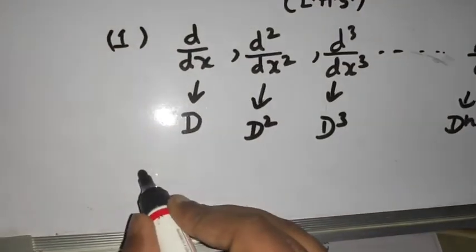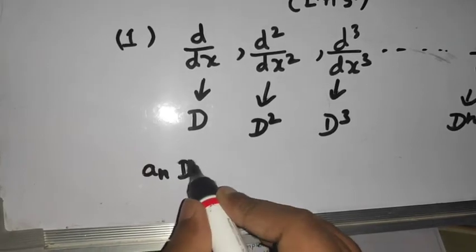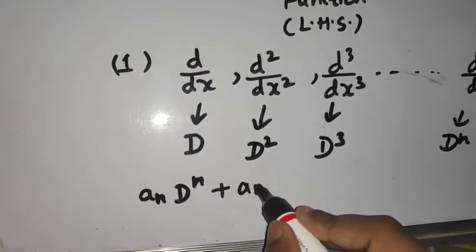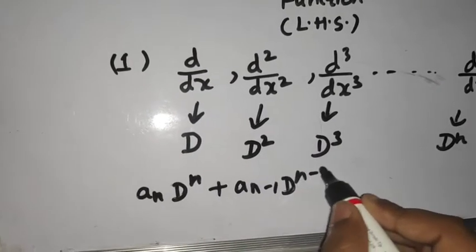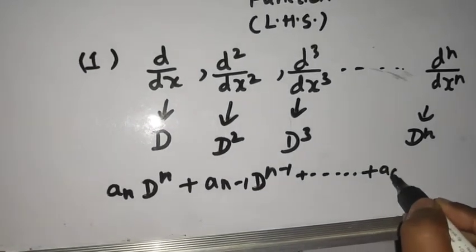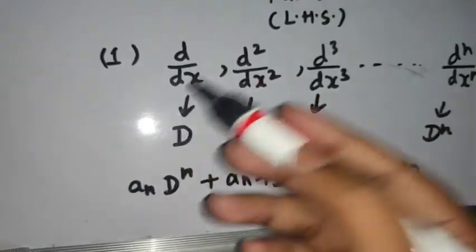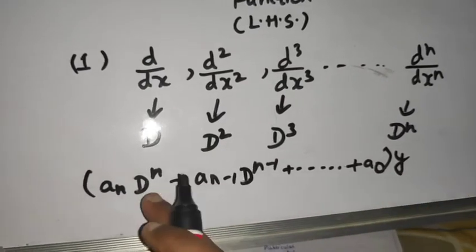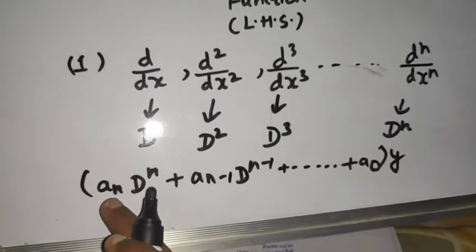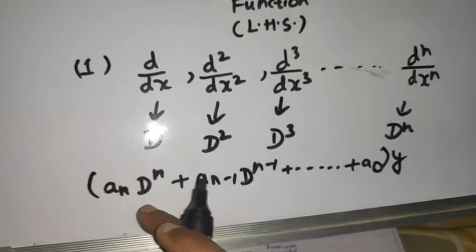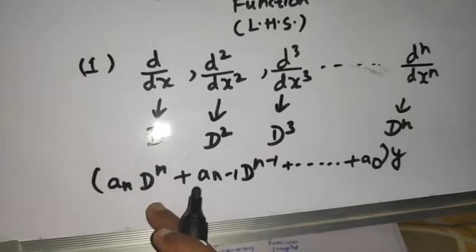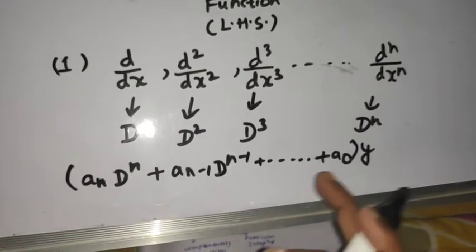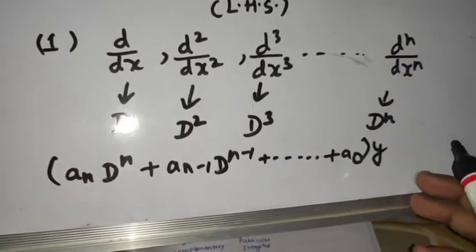Now we can write that as a_n D^n + a_(n-1) D^(n-1) + and so on, plus a_0. Now you will say this is only d by dx, where is the y? So you will take a bracket and collectively write y. When you bring this y inside, you will get a_n d^n y by dx^n, and a derivative of y. Similarly n minus 1 is a derivative of y, and so on. So this will be your format.